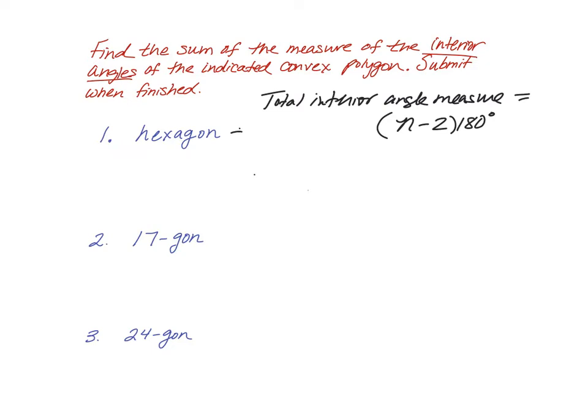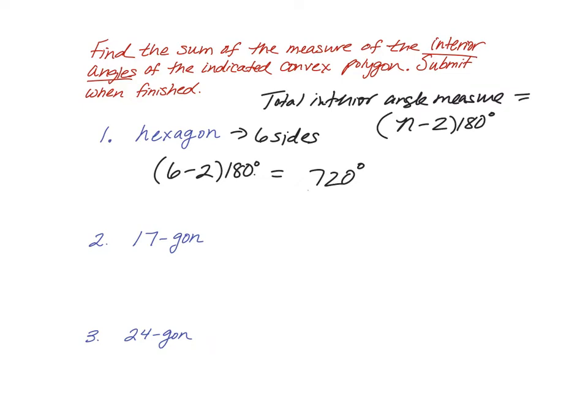So hexagon, if you didn't know, you could look it up. It has 6 sides. So that's going to be our n value. So we have 6 minus 2 times 180 degrees. So 6 minus 2 is 4 times 180. 720 degrees will be the total inside angle measure.